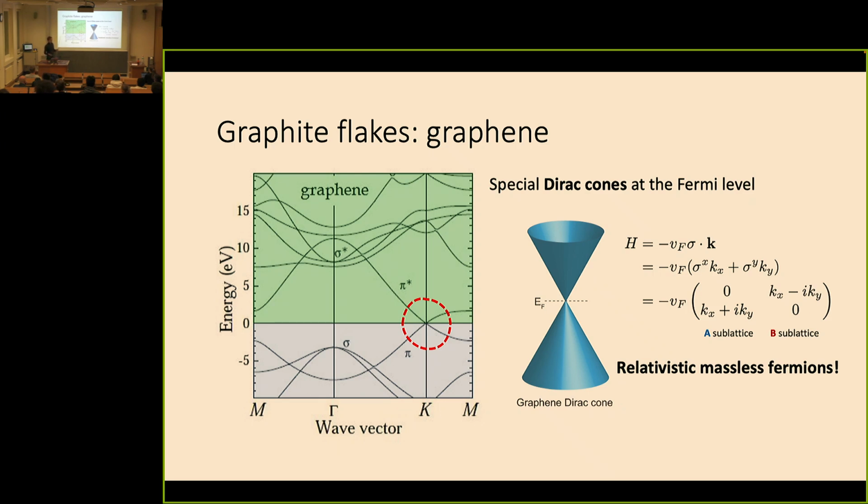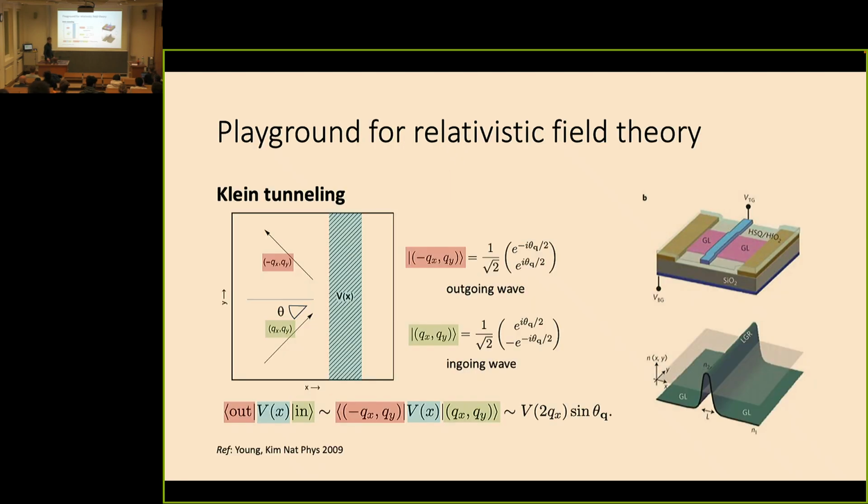But it literally then describes what we call relativistic, because that's what Dirac tried to do. He tried to make a relativistic quantum theory. It has the same property as relativistic massless fermions. And because it has relativistic properties, you can do all kinds of cool relativistic effects in graphene. I'm just going to name one, which is called Klein tunneling.